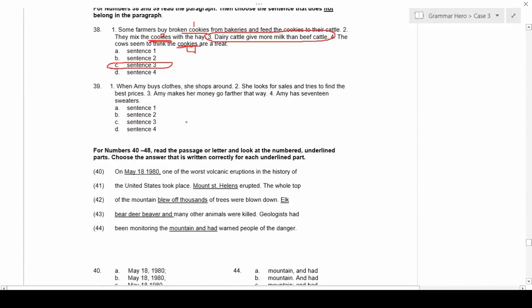39, when Amy buys clothes, she shops around. So we've got Amy buying stuff. She looks for sales and tries to find the best prices. So shopping around means, in essence, looking around for the best prices. So these two are definitely related. Amy makes money go further that way, or farther that way. Again, related to this. Amy has 17 sweaters. Unrelated. So we get rid of it. So the correct answer is D. And this is all about Amy shopping around to save money.